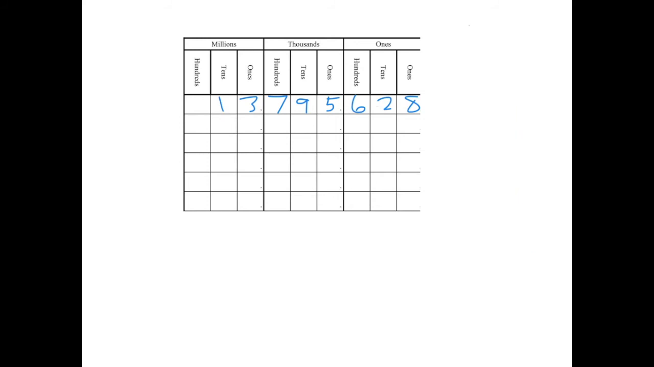What is another way I can write down this number? How about this? I can write 13,795,628. Do you see how I came up with these numbers? In the millions, we've got 13. In the thousands, we have 795. And in the ones place, you don't have to say ones here, it's 628. Great job. How do you feel?